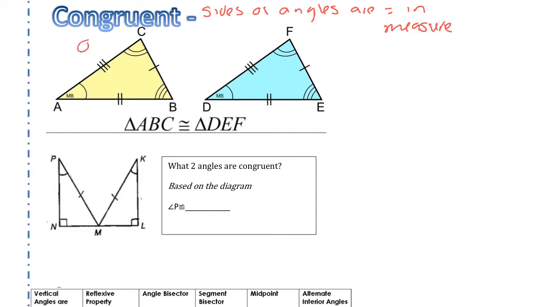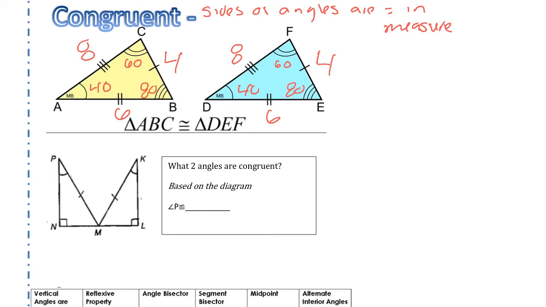So for example, if this side was 8, I see 3 tick marks. This side's also 8. They're equal. If this side was 4, this side's 4. This side's 6, this side's 6. And then same thing with the angles. If this is a 40-degree angle, this is a 40-degree angle. I see the 1 tick mark for those angles. Maybe this is 60 degrees, and maybe this one's 80 degrees.